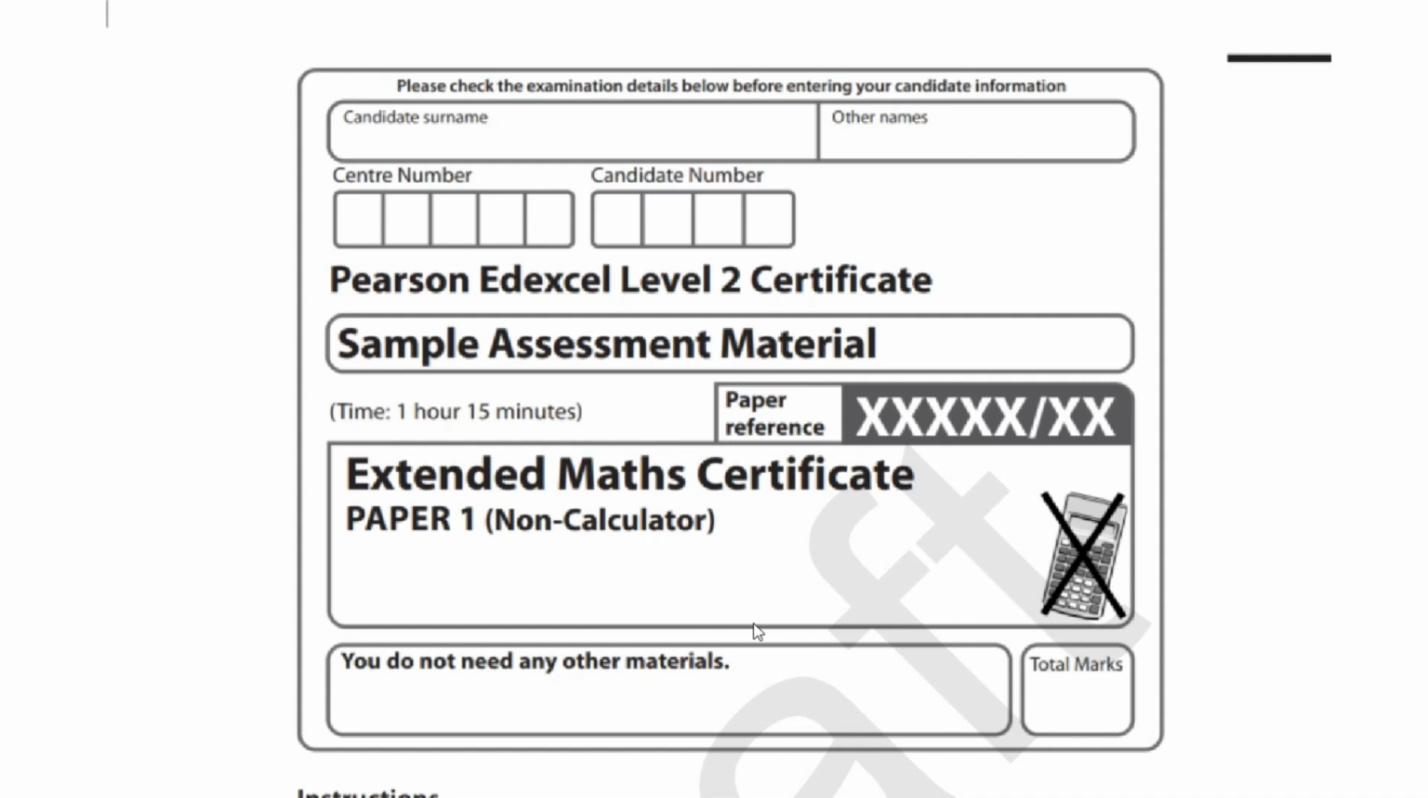This is the Edexcel Level 2 Certificate in Extended Maths, and this is paper 1 of the sample papers, which is a non-calculator paper.